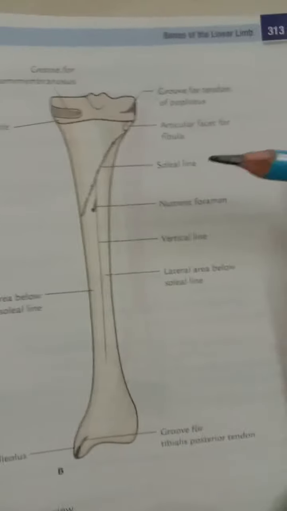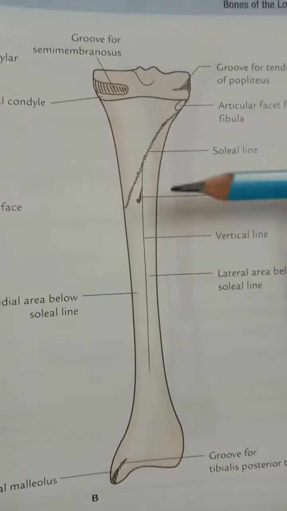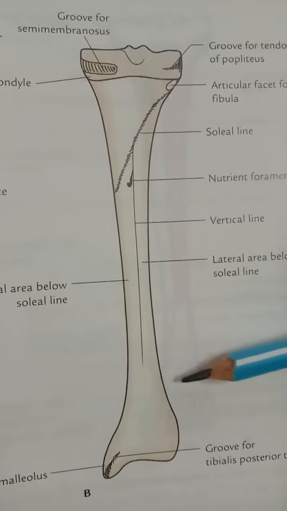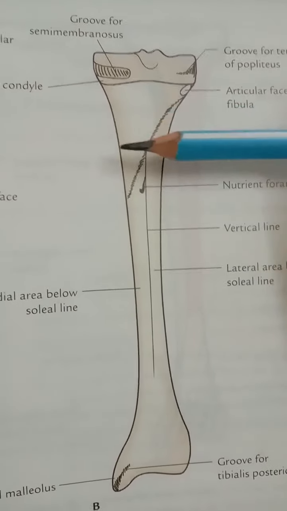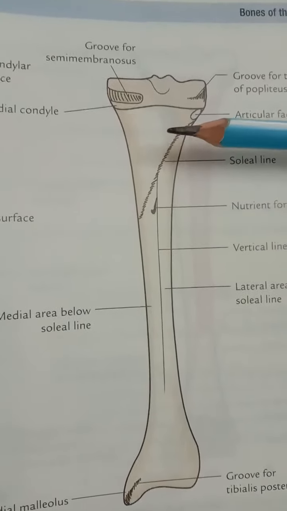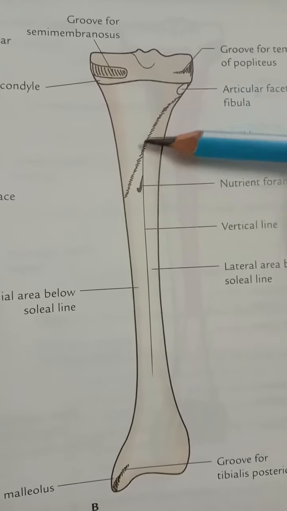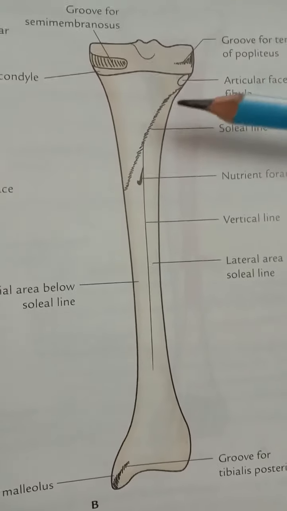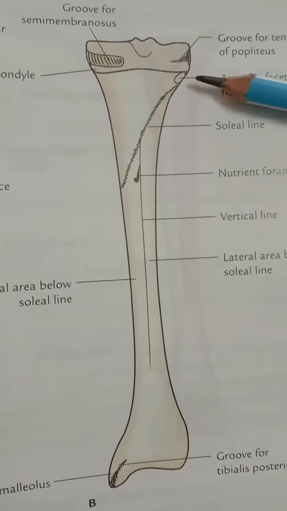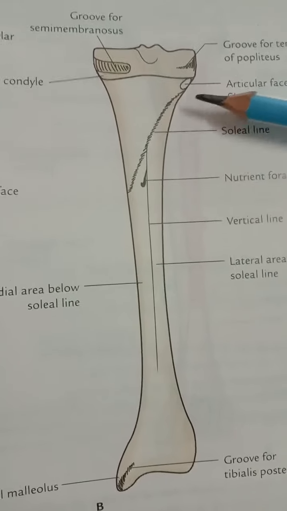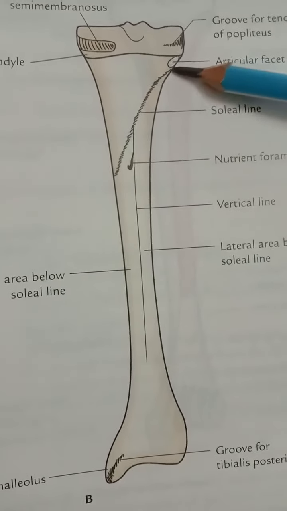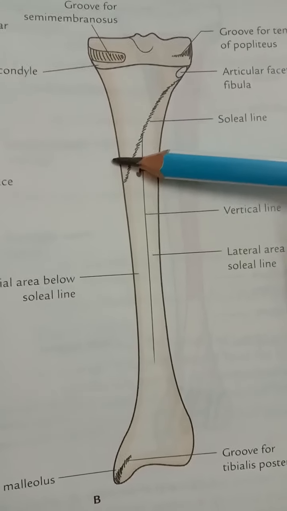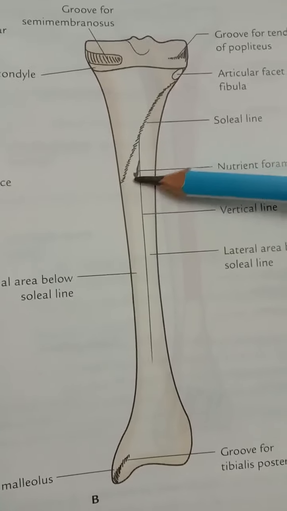Then the posterior surface, so this one. The posterior surface lies between the medial border and the lateral border, and it is widest in the upper part, and in this part it is crossed by an oblique ridge or line called the soleal line. The soleal line begins just below or behind the fibular facet. Here you can see the fibular facet, and it runs downwards and medially and terminates by joining the medial border.